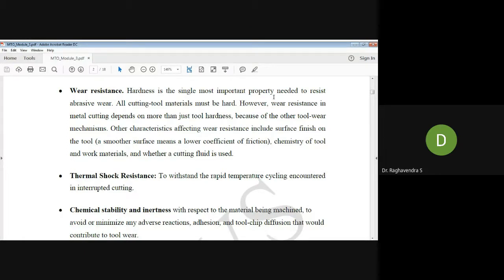The next property is thermal shock resistance. Whenever there is a sudden change in temperature, sometimes the temperature rapidly increases, and the material should withstand that shock. Thermal shock means sudden variation in the temperature. The material should have the capability to maintain its original dimension. Let me give an example.